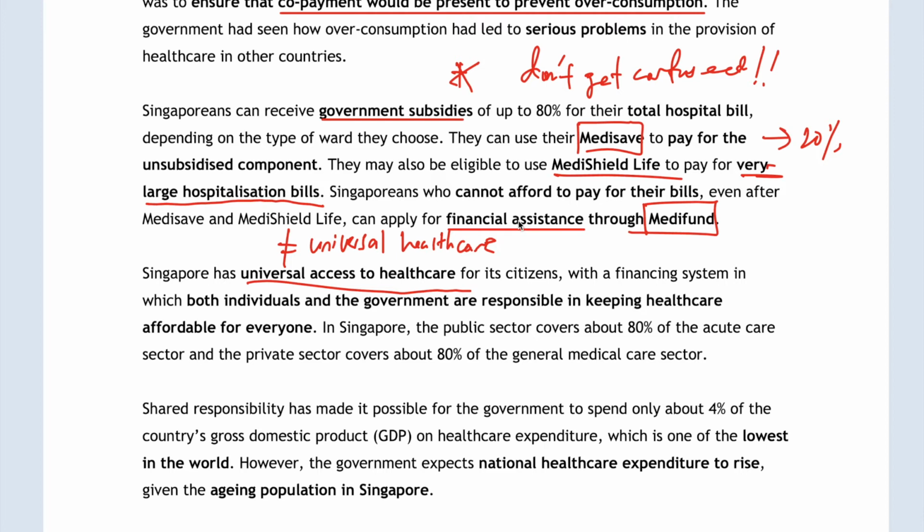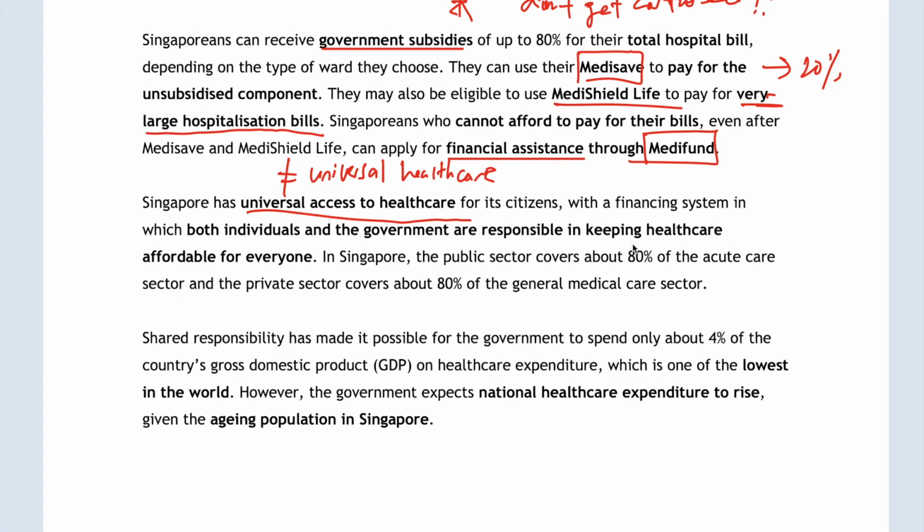So the financing system is that individuals and government have responsibility in keeping healthcare affordable for everybody. In fact, Singapore is one of the few countries in the world that spends so little of our GDP on healthcare. This is very surprising given how advanced our healthcare system is. This is actually a key point, that a lot of other countries are trying to learn from us, because it is quite rare for this to happen.